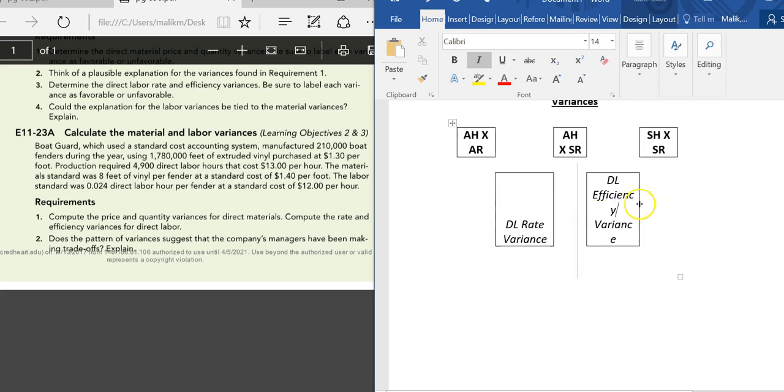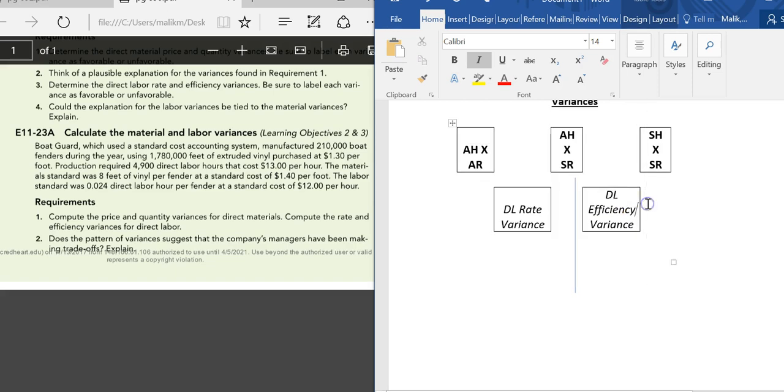And now if you know all this formula and you have all this information, now we will just plug in the numbers. So let's try to do the direct labor rate variance. Again, if I want to write down the formula, it's actual hour times actual rate, and then we will find the difference between actual hour times the standard rate. So now we have to check what is the actual hour and actual rate.